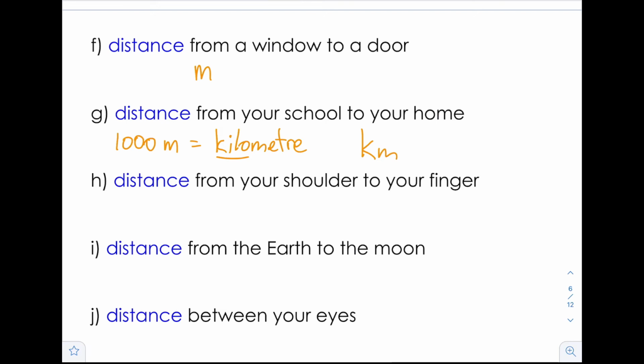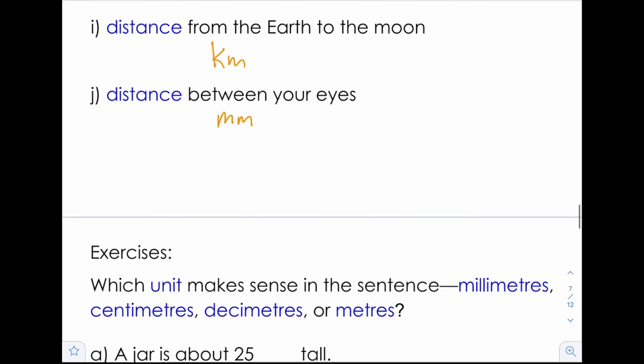Distance from your shoulder to your fingers. That would probably be best measured in centimeters. From the Earth to the moon, we measure that in kilometers. Distance between your eyes are fairly close, so probably millimeters would be the best for that.